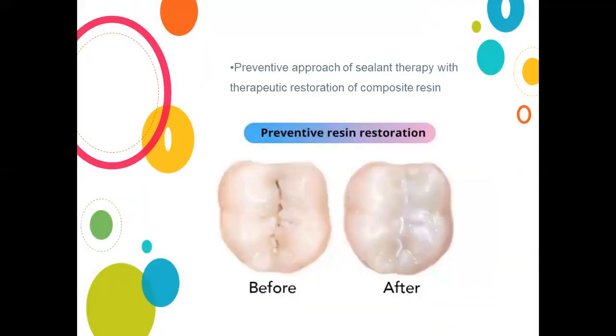The PRR integrates the preventive approach of sealant therapy for caries susceptible pit and fissures with the therapeutic restoration of incipient caries lesion with a composite resin, and this occurs on the same occlusal surface.